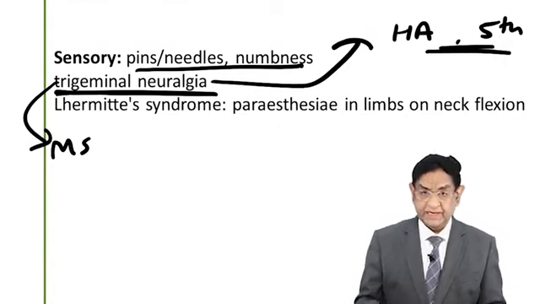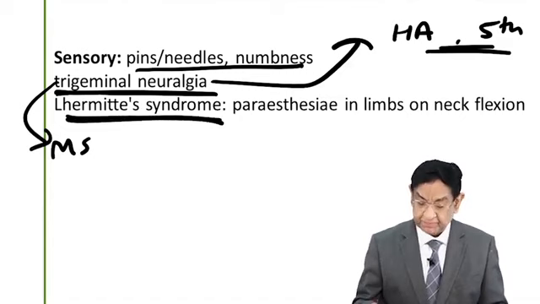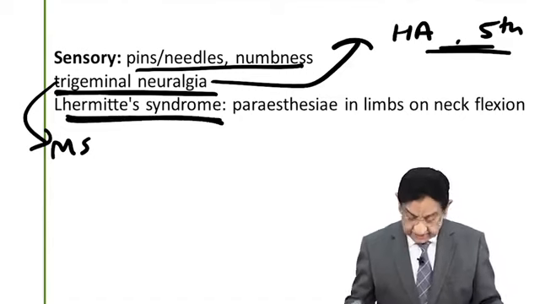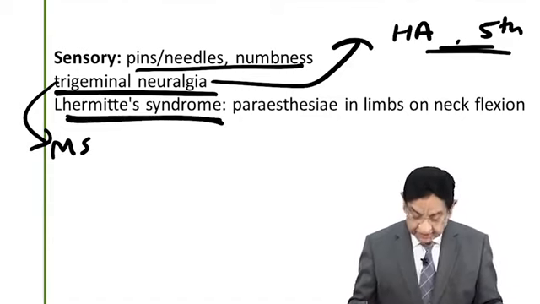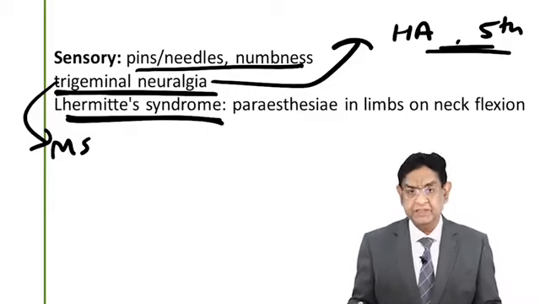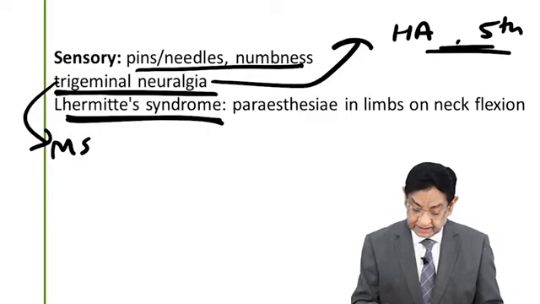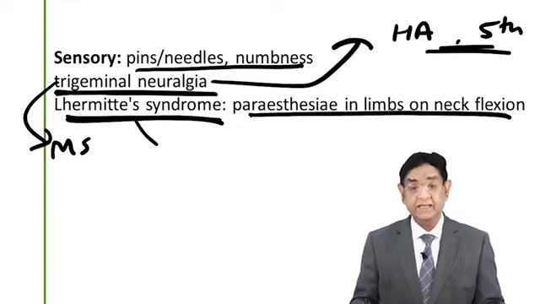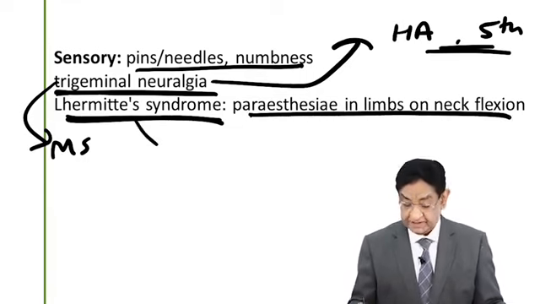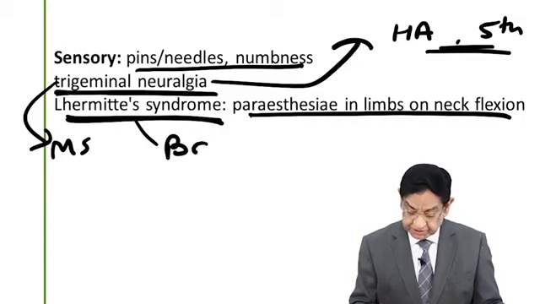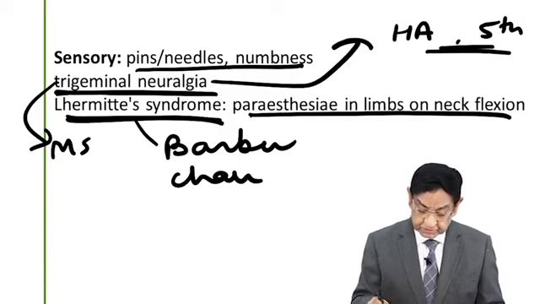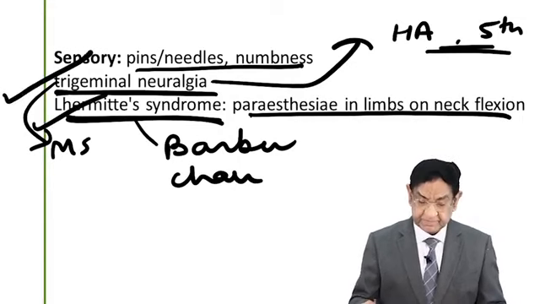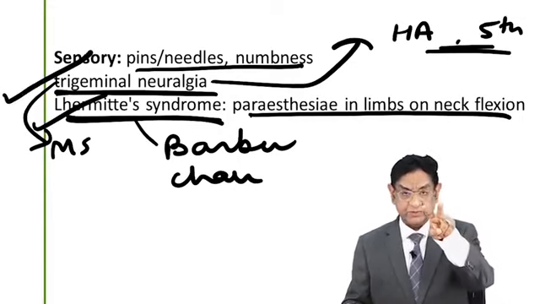Always. And one additional feature is Lhermitte syndrome. Classically, when the patient bends the neck forward, a current-like sensation goes down the limbs, and this is known as Lhermitte sign or Lhermitte syndrome. Paresthesia in the neck, in the arms on neck flexion, is also known as Barber chair sign. So trigeminal neuralgia and Lhermitte sign are the two keywords that you have got to remember.